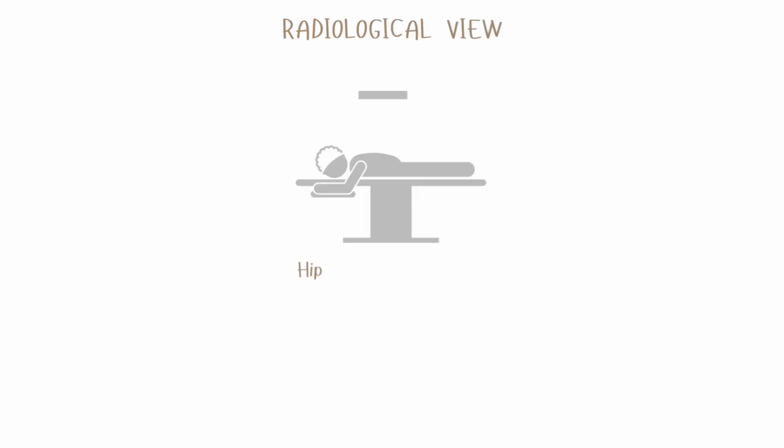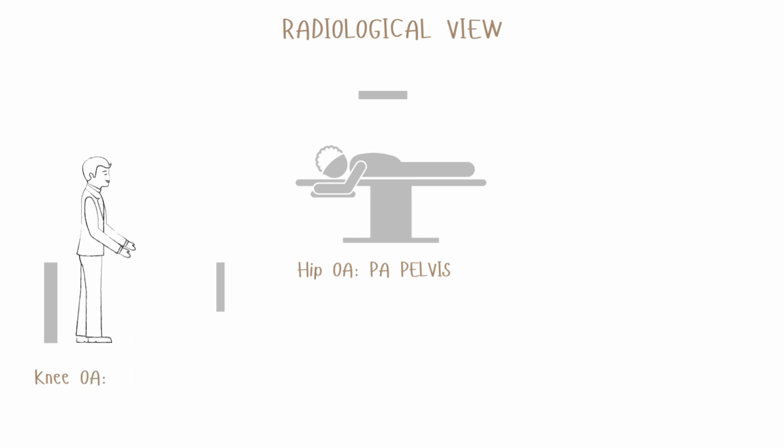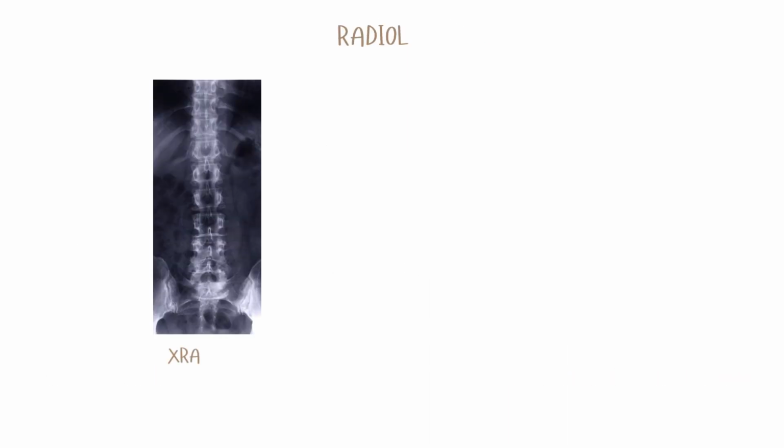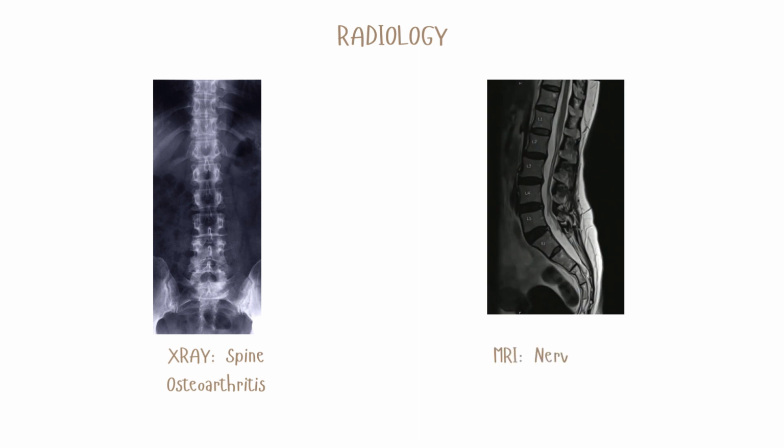The different radiological views taken for osteoarthritis are non-weight-bearing posterior anterior pelvis X-rays for hip osteoarthritis, while standing anterior posterior X-rays for knee osteoarthritis, and flexed skyline view to assess patellofemoral involvement. Plain X-rays are done for spine osteoarthritis, which can show disc space narrowing and osteophytes. MRI is needed for suspected nerve root compression or spinal stenosis.